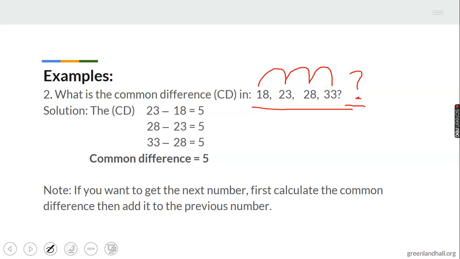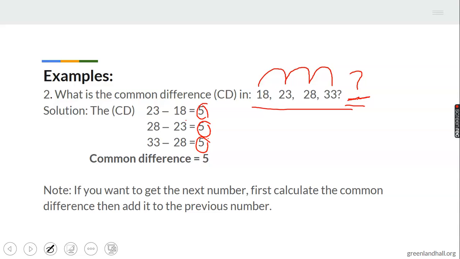Now, the first number will be subtracted from the second number. That means 23 minus 18 will give us 5, 28 minus 23 will give me also 5, and 33 minus 28 will also give me what? 5. Correct. Common difference is what now? 5. It is now very simple. How do I get my next number? Because you'll be having exercises that will deal with such cases.